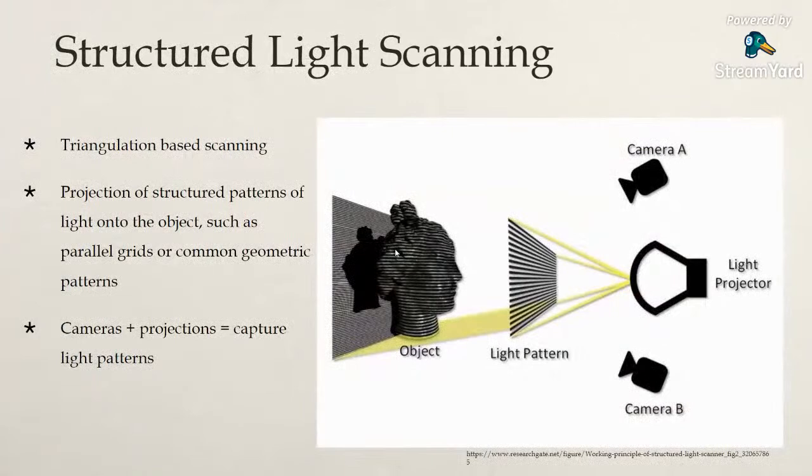Structured light scanning is another triangulation-based 3D scanning method, which uses a camera and a projection unit. It's similar to laser scanning, except that the sensor projects a known light pattern onto the object, and the camera captures how the light pattern becomes distorted as it moves along.